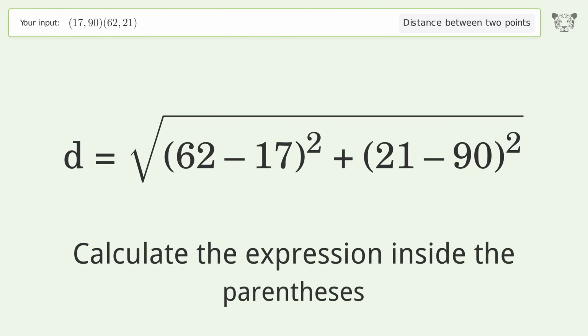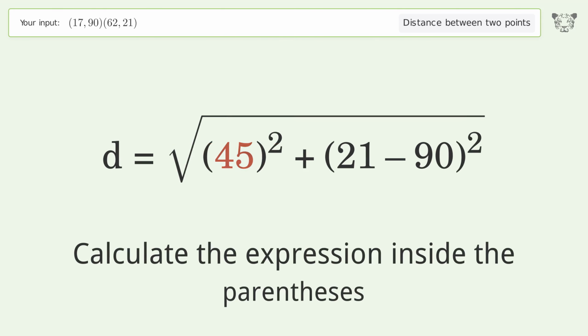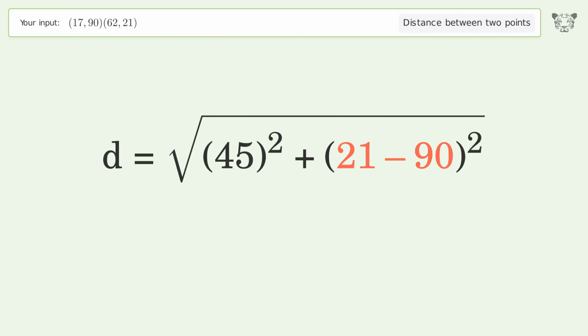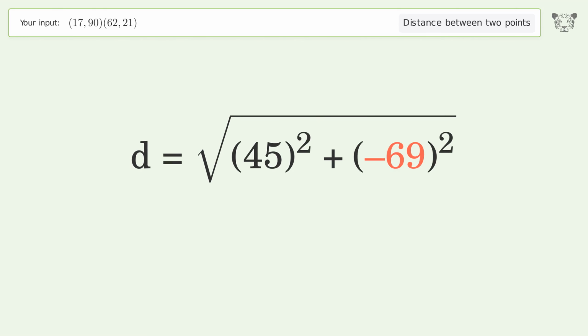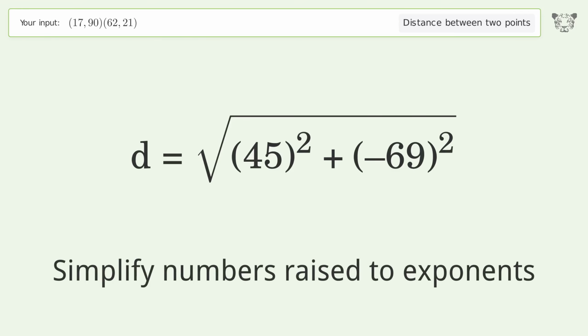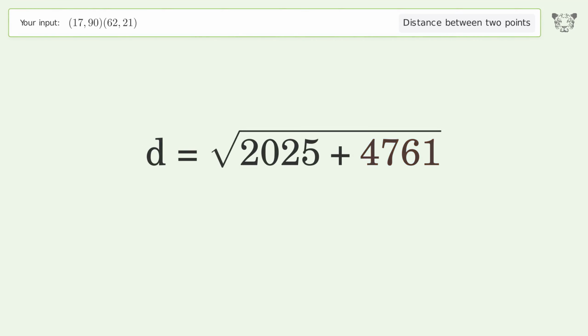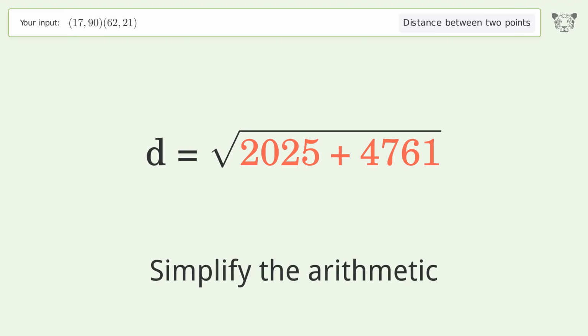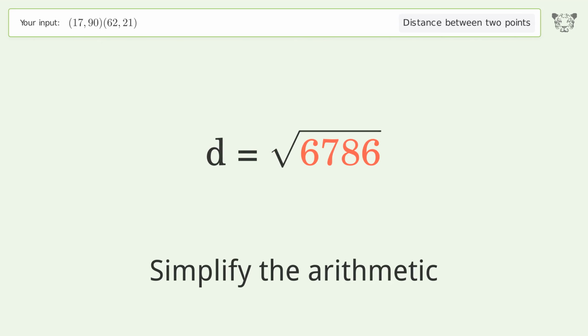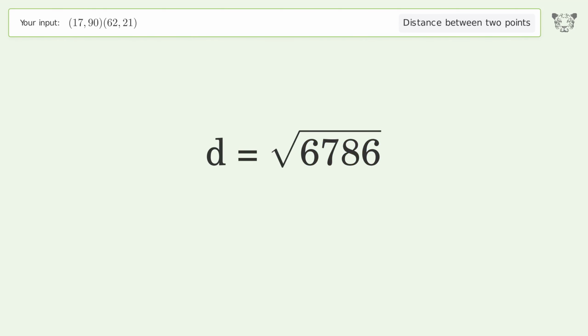Calculate the expression inside the parentheses. Simplify numbers raised to exponents. Simplify the arithmetic. And so the distance between the 2 points is the square root of 6,786, or 82.377.